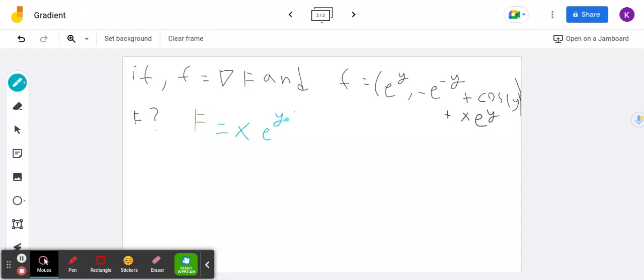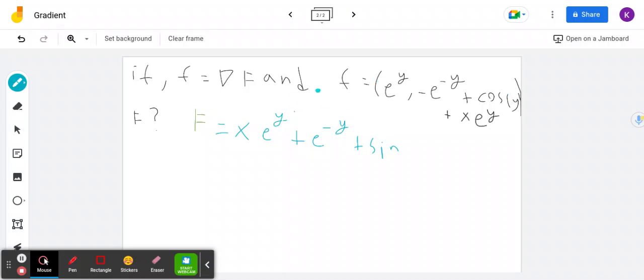For the second part, or the second coordinate, I would say, in the function, if we take the derivative of the function with respect to y, we get negative e to the negative y. If we integrate that with respect to y, we just get plus e to the negative y. Same with the next part: we get plus cosine of y, integrate that, we get plus sine of y. And the other part is just the first part, because if we take the derivative of x e to the y with respect to y, we just get the original.